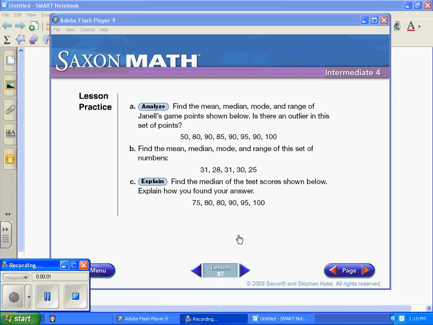Okay, Saxon 4, this is Lesson 97, Part 2. We made it as far as talking about Part A, lesson practice with the outlier. And if we look at this set of data points, we looked at all the other ones in this lesson.